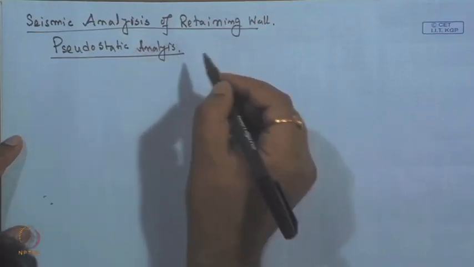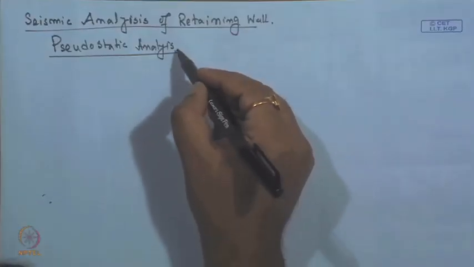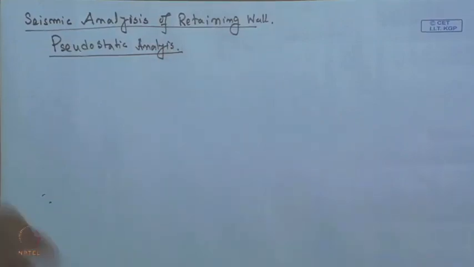During the earthquake motion, we have two ground motions, one in the horizontal direction and one in the vertical direction. Detailed discussion on the various types of motion and the waves is not within the scope of this study. Here I will just concentrate on how these seismic forces are incorporated in the design of the reinforced and the traditional retaining wall.